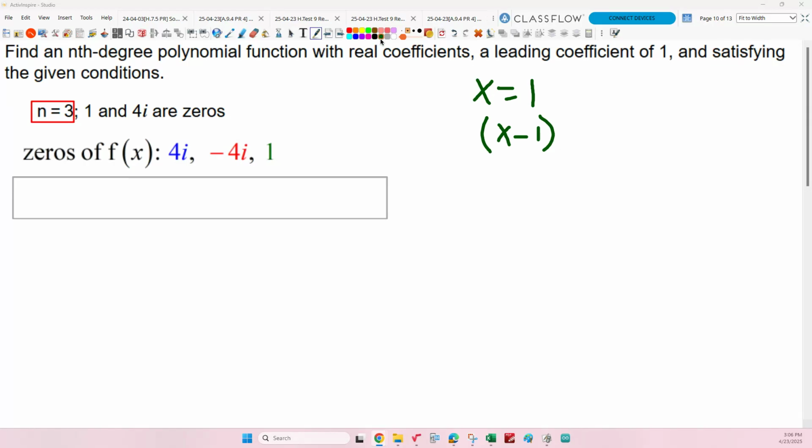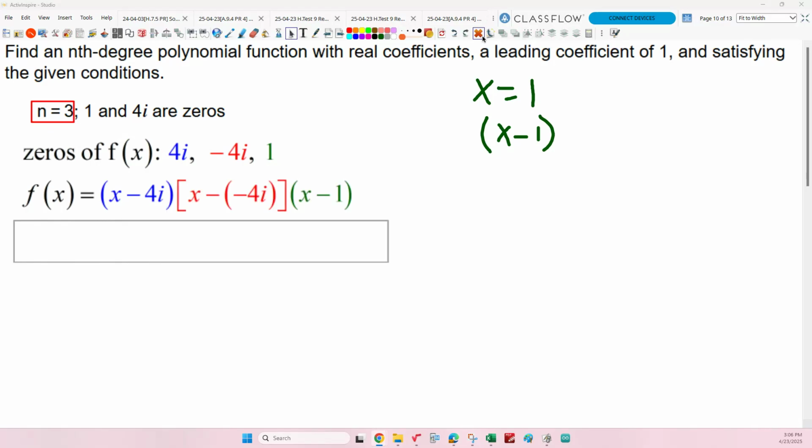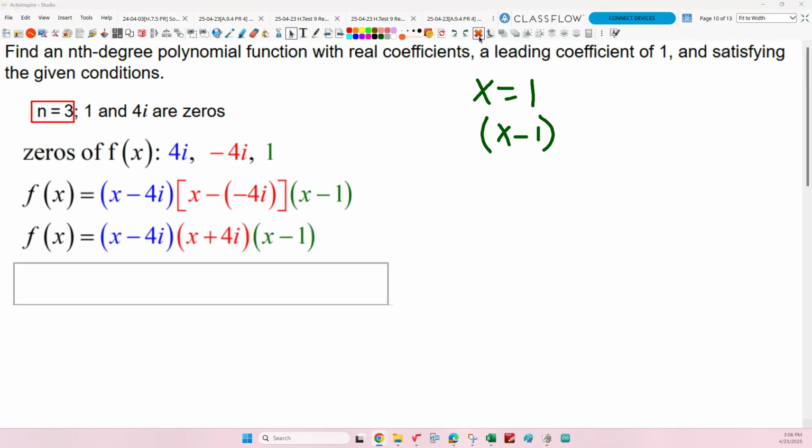How do you feel about that so far? Okay, we'll work on it. But if we look at 4i, what would be the factor for 4i? x minus 4i. Then what about the other one? It's going to take an extra step because x minus k is the theorem, but that is the same thing as x plus 4i. But you can skip to this step straight away.